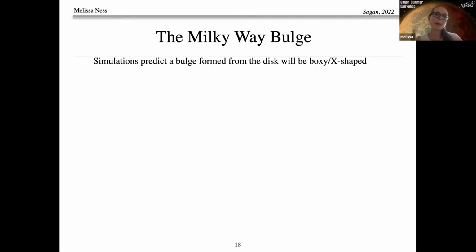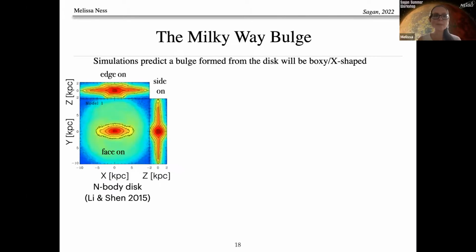I want to end in our populations with the Milky Way bulge, because simulations predict that a bulge formed from the disk will be boxy or X-shaped. We see this in all sorts of simulations. I'm going to show you three different types of simulations: the face-on view, that's the XY plane I've been showing, as well as the edge-on view and the side-on view. And the edge-on view at the top really shows this X-shaped structure.